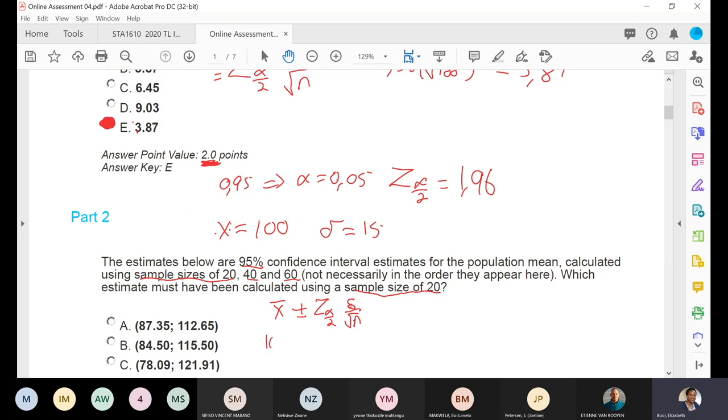Our mean is 100 plus or minus our critical value, which is 1.96, times our standard deviation, which is 15, divided by, now they say we must use the sample of 20, the square root of 20. Calculate that. So then it means you are going to split this into 2 at the end. Let's see.